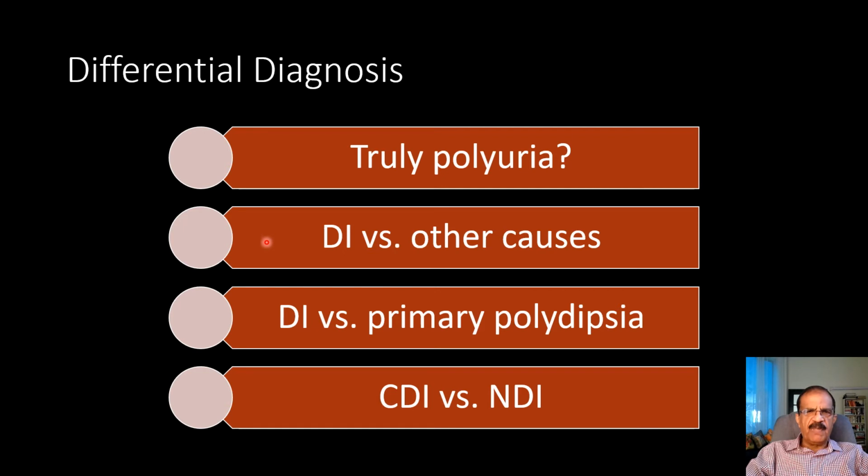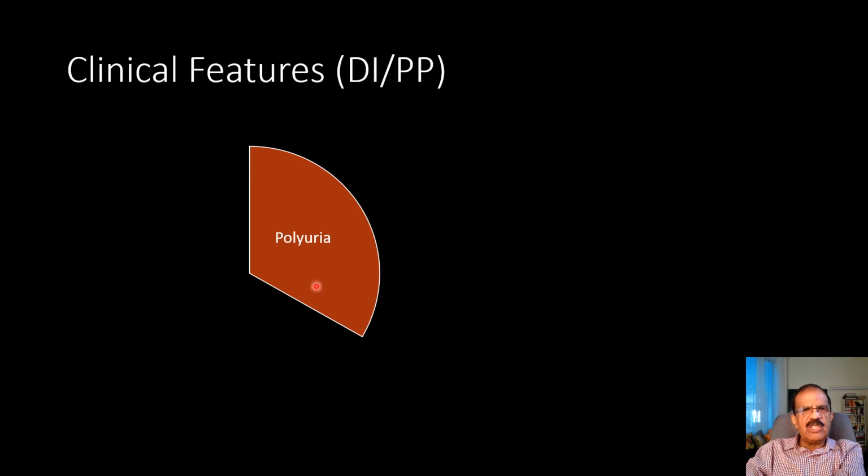These 2 steps are simple, but I'm going to talk about these 2 steps in some more detail in next slides. Now, clinical features of diabetes insipidus and primary polydipsia are the same, but in diabetes insipidus, the primary problem out of these 2 is polyuria. Patient does not have antidiuretic hormone, or does not have enough antidiuretic hormone, or whatever antidiuretic hormone patient is having is not working. So primary problem is polyuria. Patient passes a lot of urine.